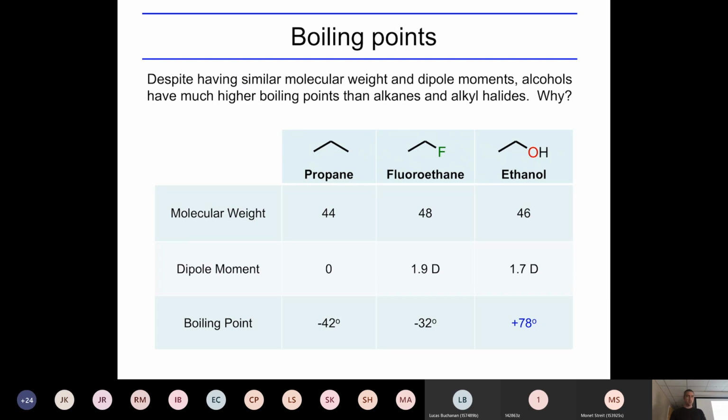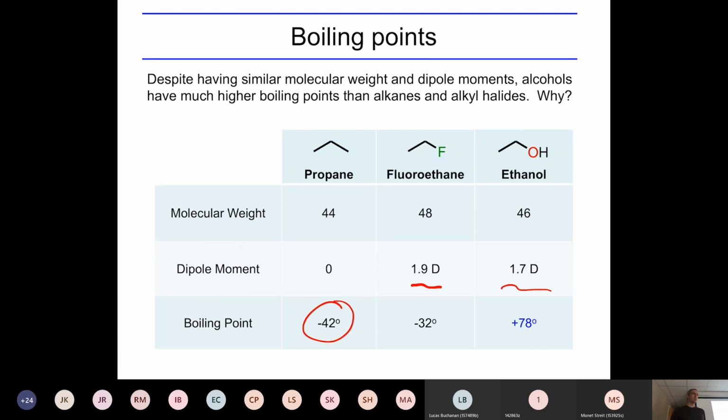The dipole moment is 0 for propane, nonpolar. For fluoroethane, the actual number doesn't matter, but you can compare them to each other, it's 1.9 D. D is the unit that we use to measure dipole moment. Very high in fluoroethane because fluorine is very electronegative. For ethanol, it's 1.7 D, so it's not quite as polar as fluoroethane. That maybe makes sense, oxygen is also not quite as electronegative. But look at the boiling points, right?